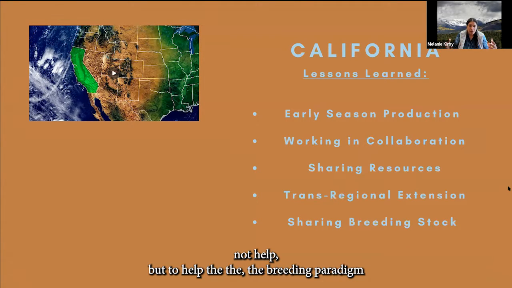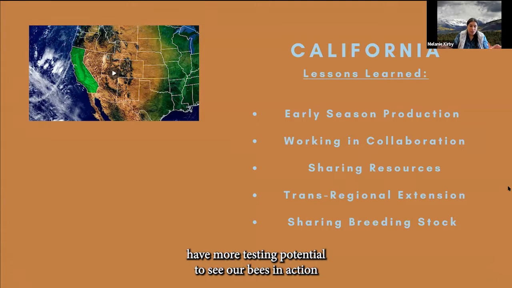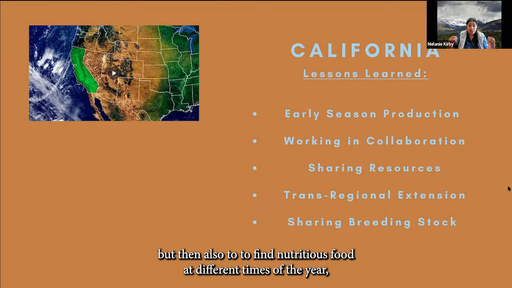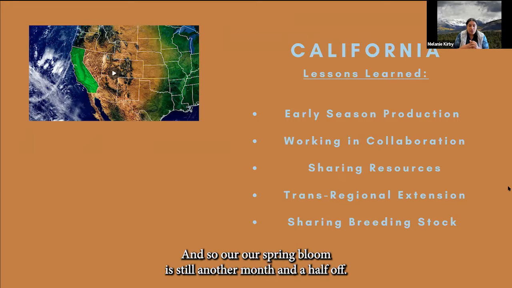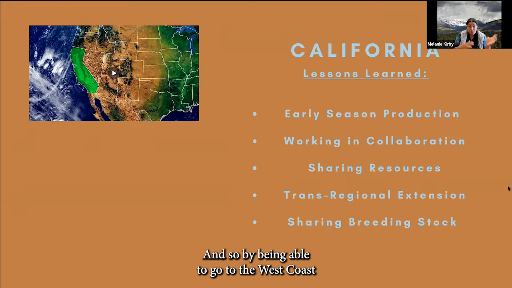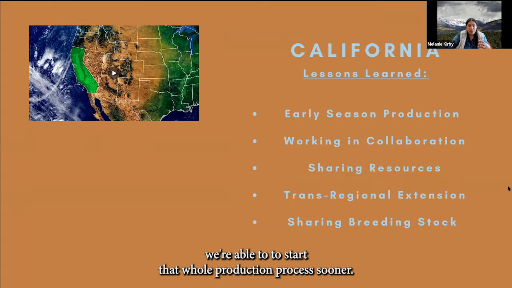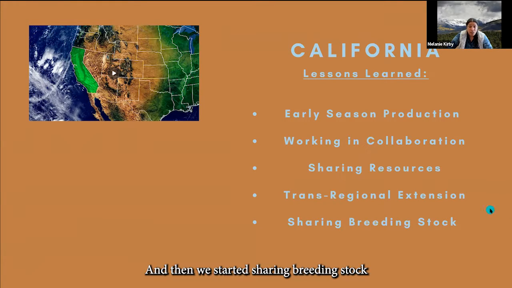the breeding paradigm have more testing potential, to see our bees in action and to be able to select from where they're working at, but then also to find nutritious food at different times of the year, especially where our home breeding grounds are, which you can tell from my background. We get some good snow, it's the Rocky Mountains. And so our spring bloom is still another month and a half off. And so by being able to go to the West Coast, we're able to start that whole production process sooner. And then we started sharing breeding stock.